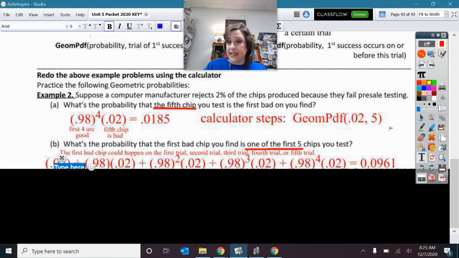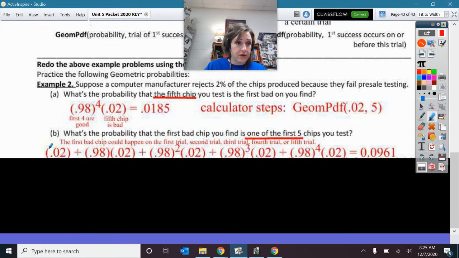Here we have success on the first, or success on the second, or success on the third, or success on the fourth, or success on the fifth. Okay, but that gets pretty ridiculous. So I actually want to show you an alternative way to show a sequence in a more succinct manner.